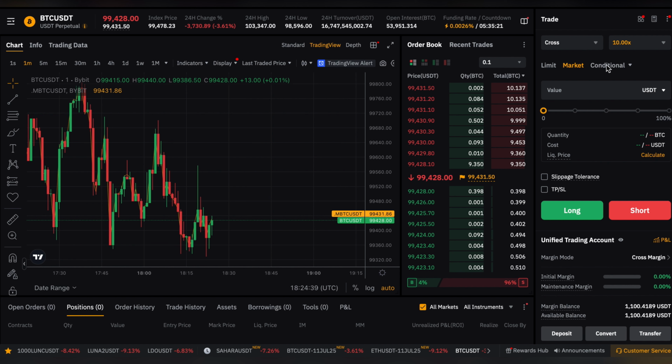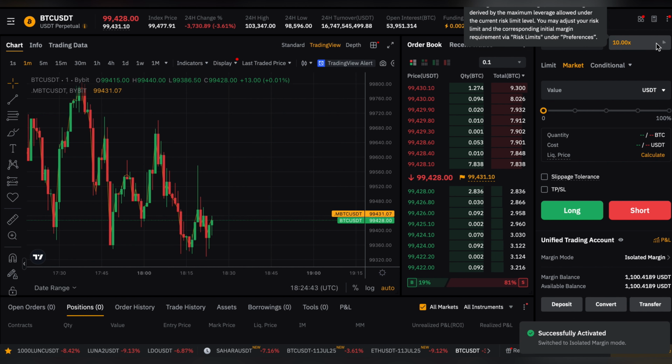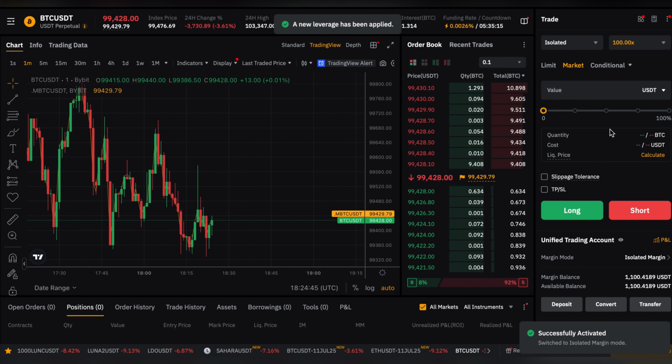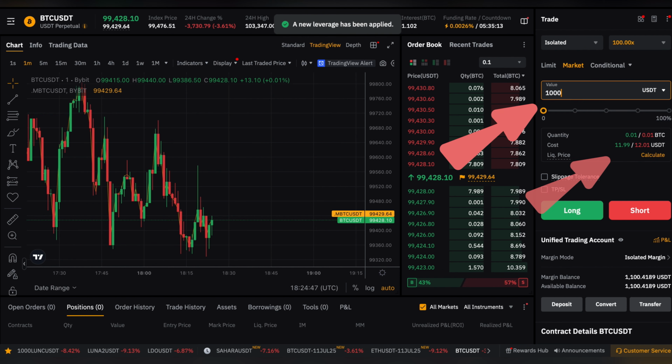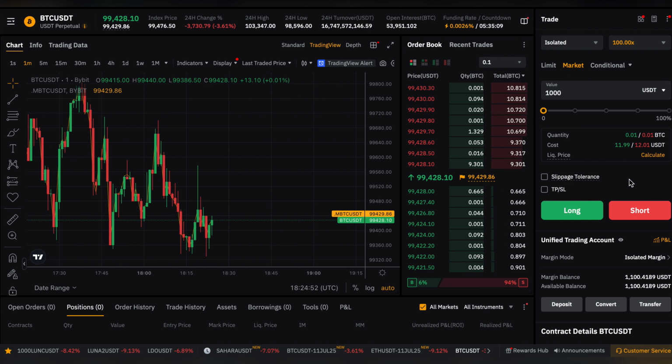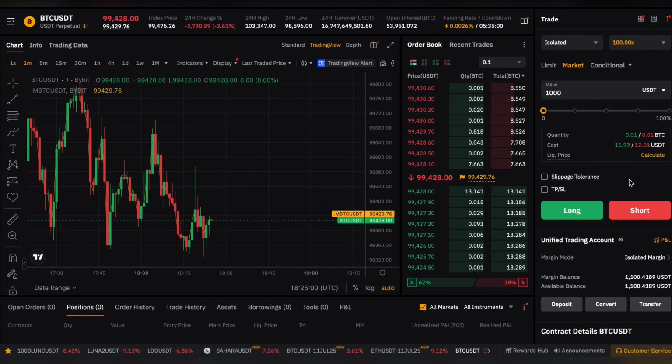Let's open a long position on Bitcoin using 100x leverage and isolated margin. I'm entering with just $10 of my own money. That gives me a $1,000 position, with $990 borrowed from the exchange. Since the market is volatile and I'm using a market order, the exchange might slightly adjust the margin and borrowed amount, but these changes are minimal.